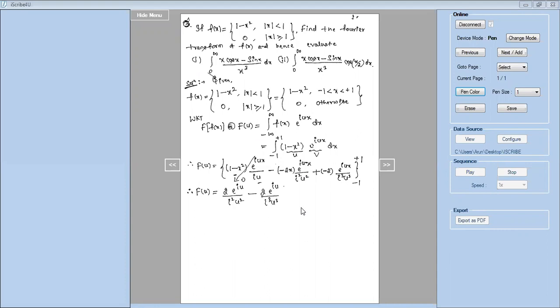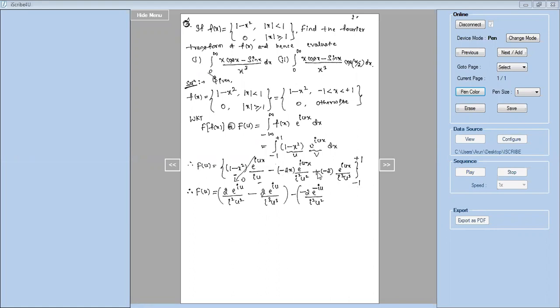This is the upper limit. Then put minus 1 as the lower limit. If I put x equal to minus 1, minus into minus is plus, so it becomes minus 1 into 2, minus 2, e power x is minus 1, meaning e power minus I into u divided by I square u square. Just I am putting x equal to minus 1.